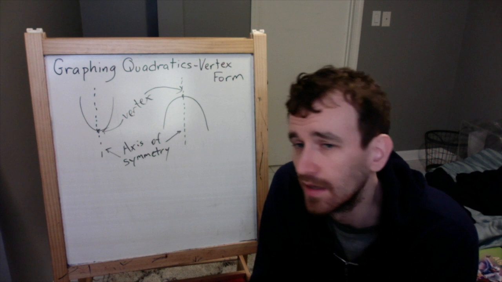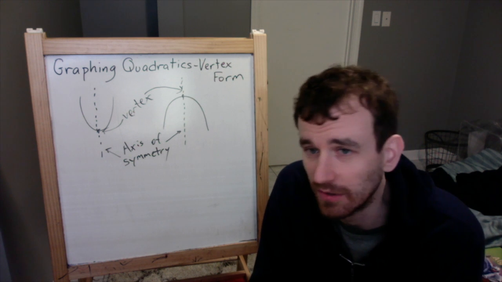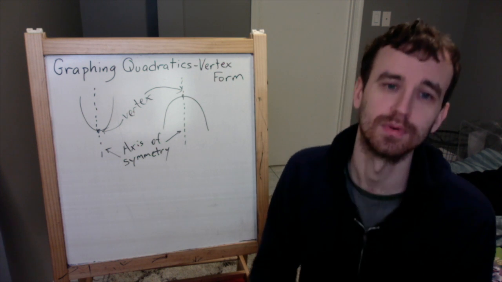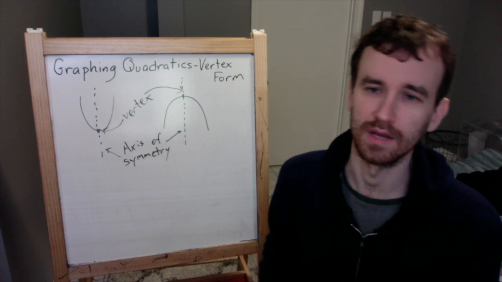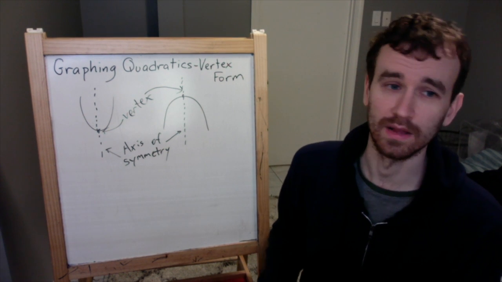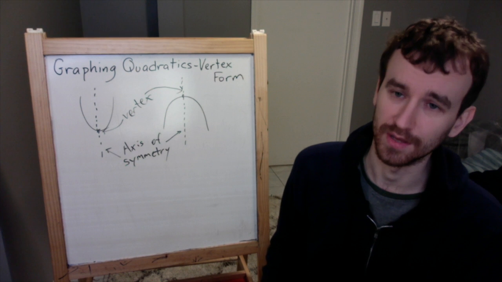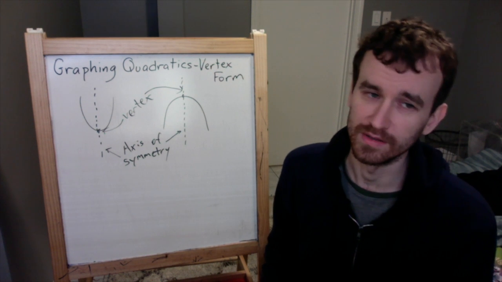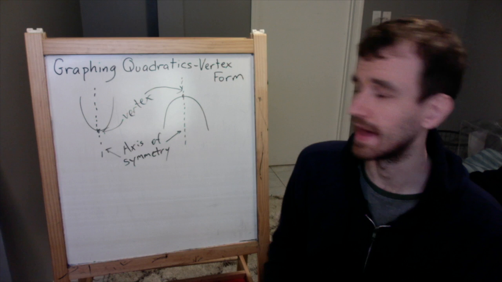They also have x-intercepts, also known as zeros or roots. Those are important, and y-intercepts can also be important for a parabola as well. And x-intercepts you find by plugging in 0 for y. Y-intercepts you find by plugging in 0 for x.